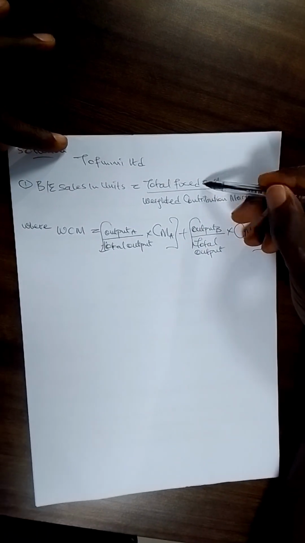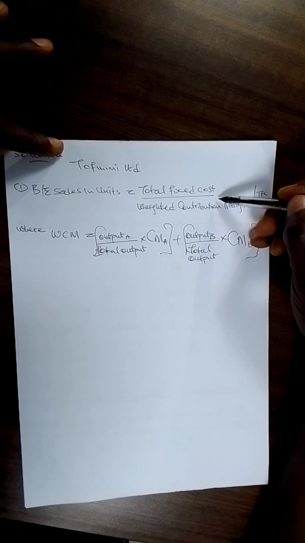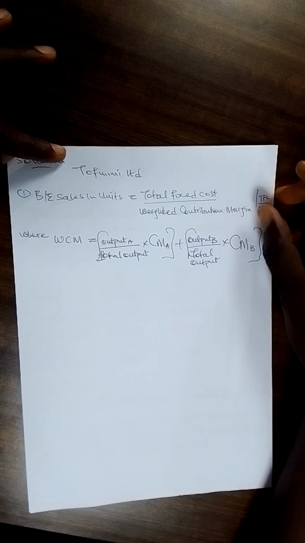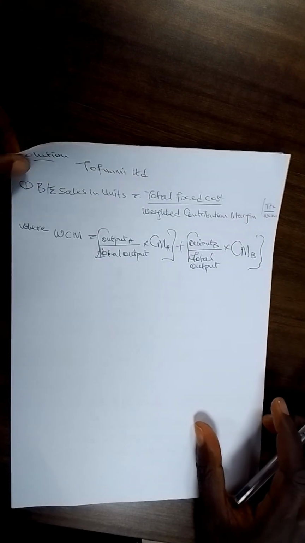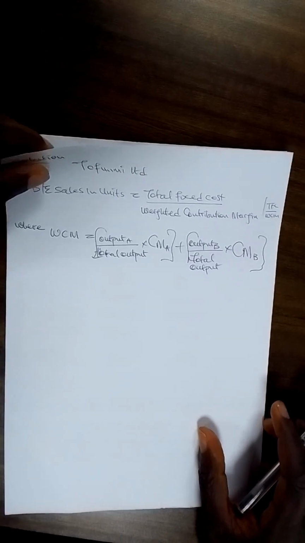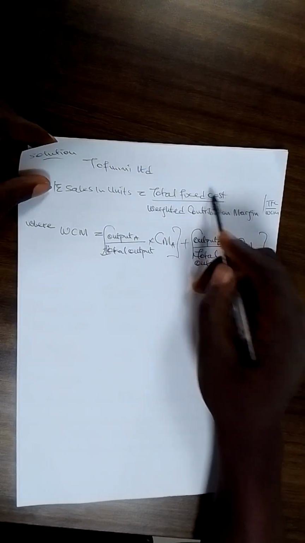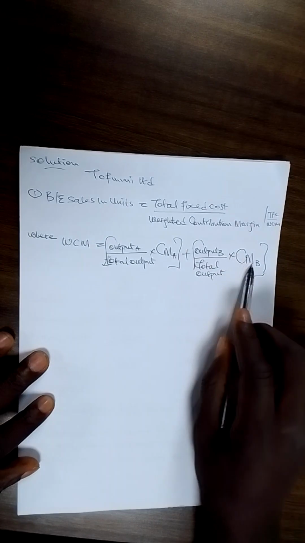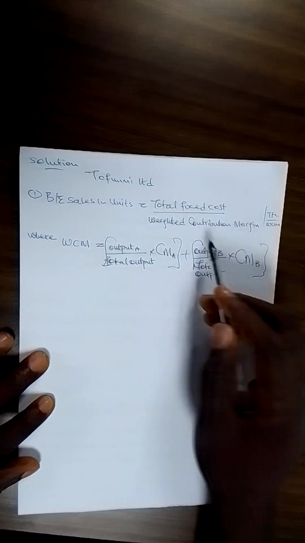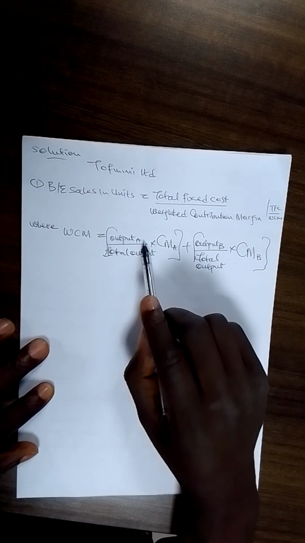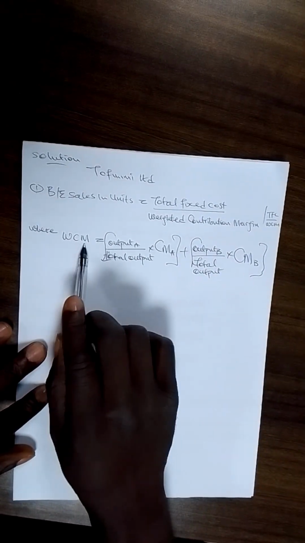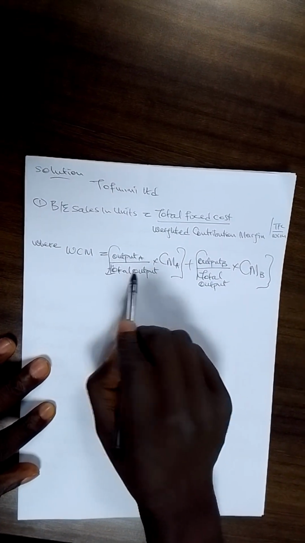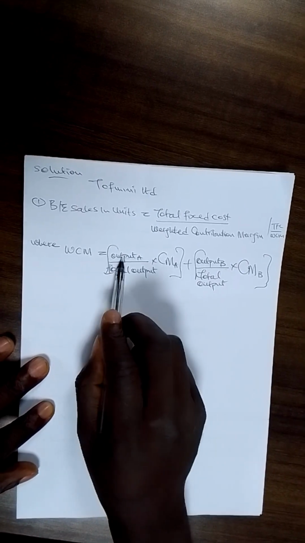So looking at this, at the numerator and the denominator, the total fixed cost for both A and B has been given in the question. So now how do we solve this? The weighted average contribution represents the total contribution of both A and that of B. So to get the total contribution, this is the formula we are using to compute this. So we need to determine this one after the other. So let's look at the output.